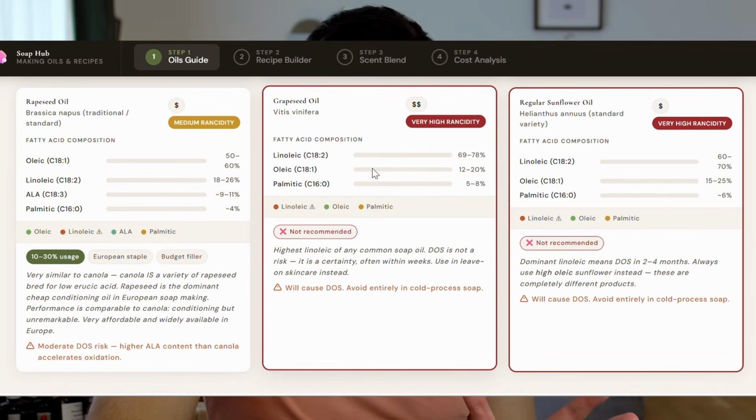So today, I'm gonna show you why most oils are not of any extra value for soap making and which ones you should be using instead. So let's take a look at the oils.